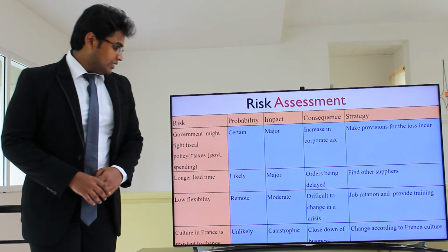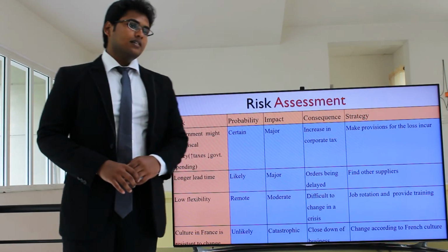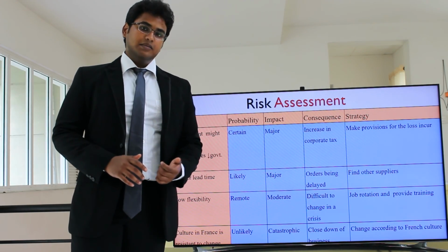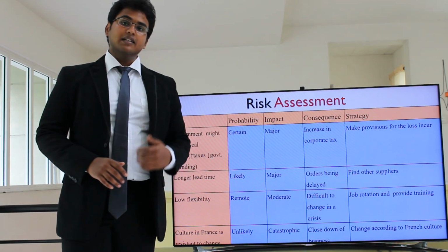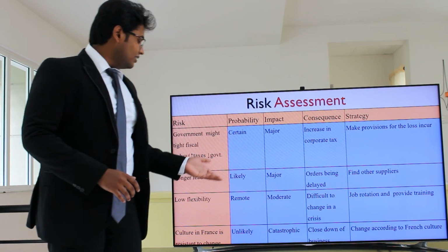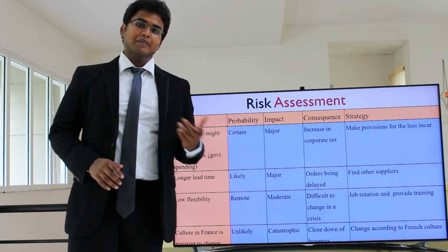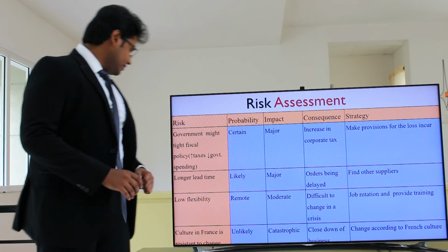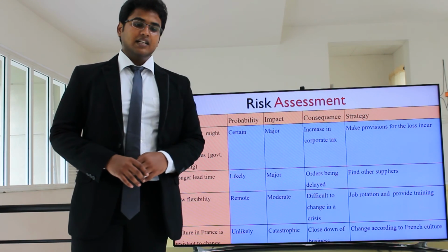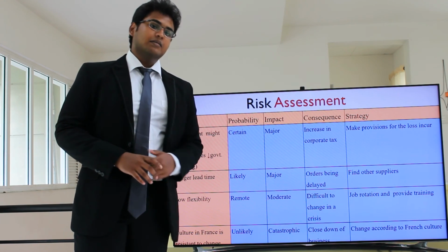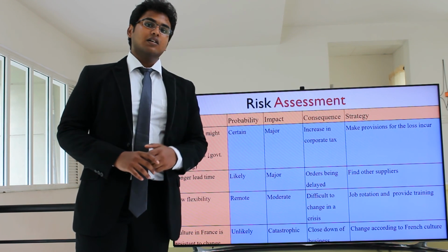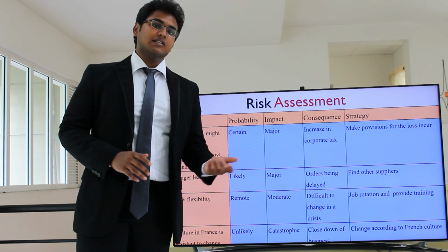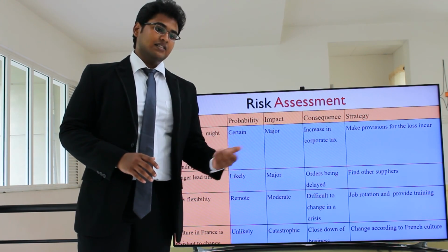Then low flexibility. Since it's a highly structured business, it would have low flexibility, but it is remote, so the chance of happening is very minimal. The culture in France is unlikely to change. As I mentioned before, it's a high trend fashion culture in France, so any change is not necessary to the business at this point.